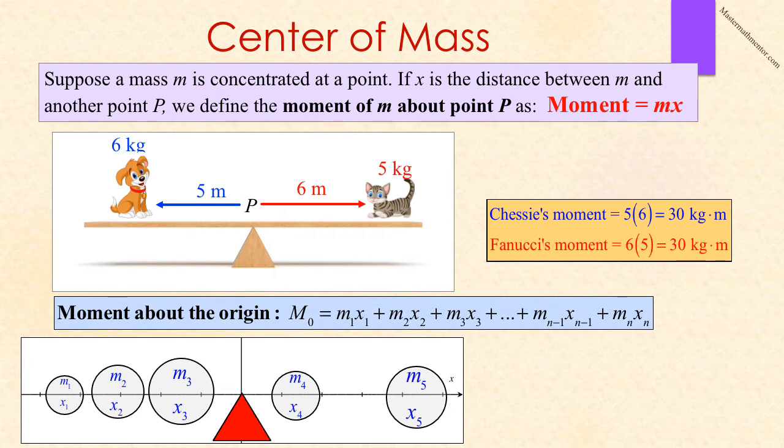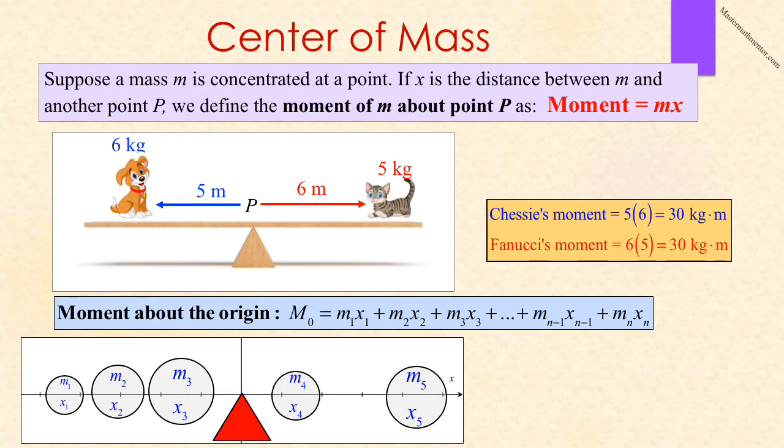Suppose several point masses are located on the x-axis. The measure of the tendency of the system to rotate about the origin is called the moment about the origin and is defined as the sum of the n products, m sub i, x sub i. What we're saying is that the x-axis represents the seesaw and the origin represents the fulcrum. We put masses both to the left and to the right of our origin.